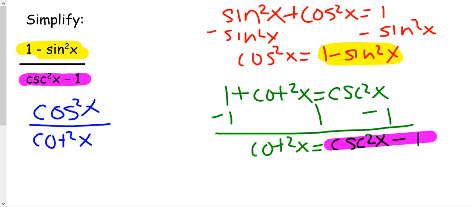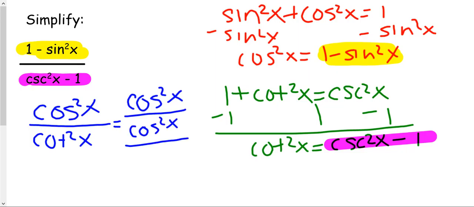Now I'm going to do some more substitutions using my reciprocal identities and my quotient identities. I know that if I have cosine squared x, there's not much I can do with that. It's just cosine squared x. But if I have the cotangent squared x, I can rewrite that. So now I have the cosine squared x all over the cosine squared x over sine squared x.